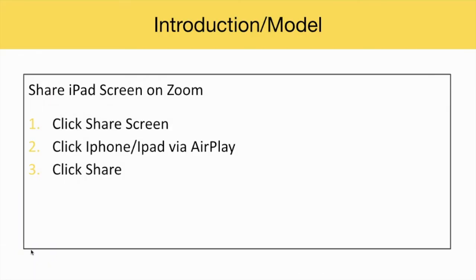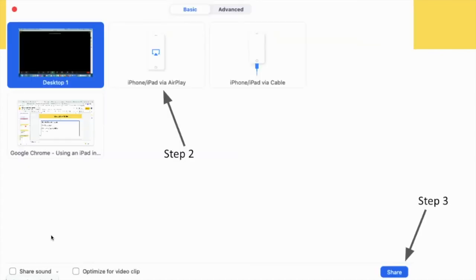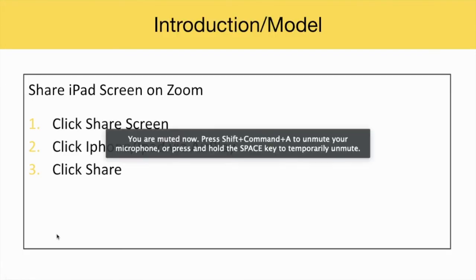You are ready to share your iPad screen on Zoom with 3 simple steps. First, you'll click the share screen. You'll then click iPhone, iPad via AirPlay, and then click share. I'll show you what it looks like here, and then I'll take you through the steps on my iPad. So now I'll walk you through the steps.